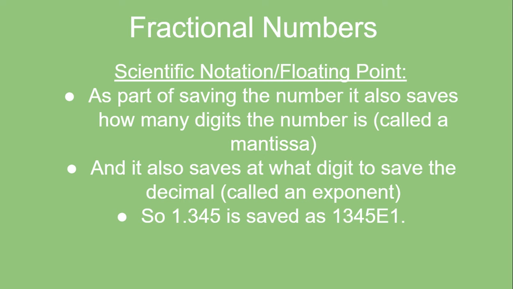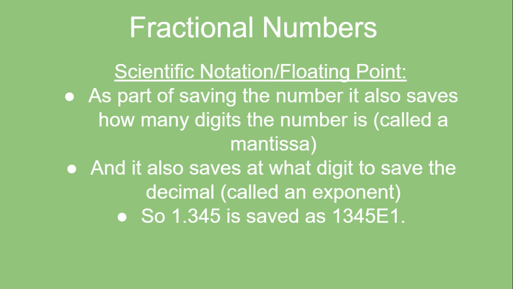Then, if I have a fractional number, here's how it's saved. You've already seen this on a calculator. You've seen the number 1345E1 on a calculator, or a number like that. You've seen that letter E, right? And that is, we save the numbers as scientific notation, or what's called a floating point. And so that just saves 2 additional things about the number. When any number is saved, it saves how many digits the number is. That's called a mantissa. So this is how many digits we have.